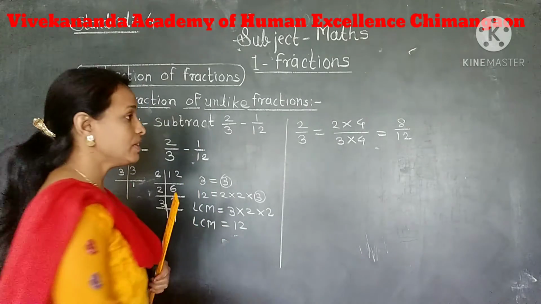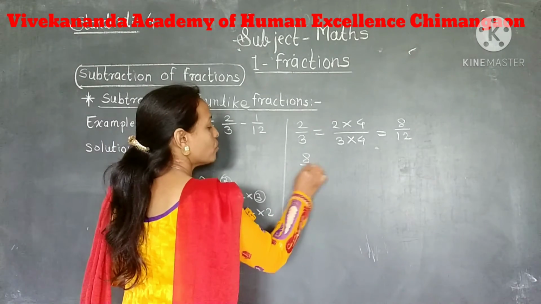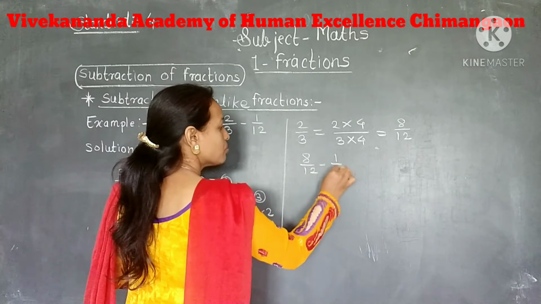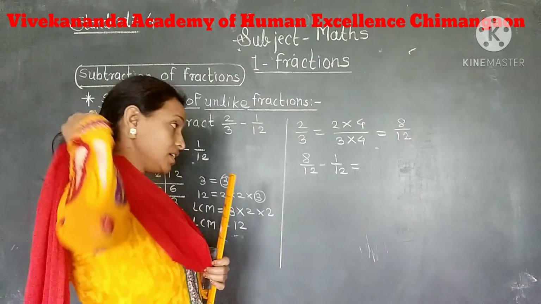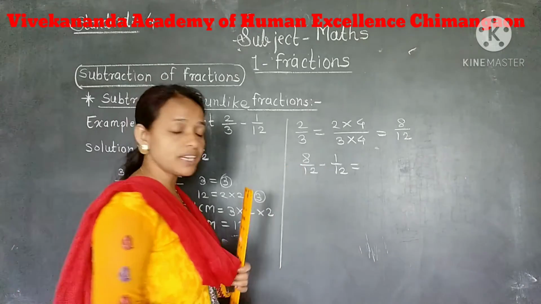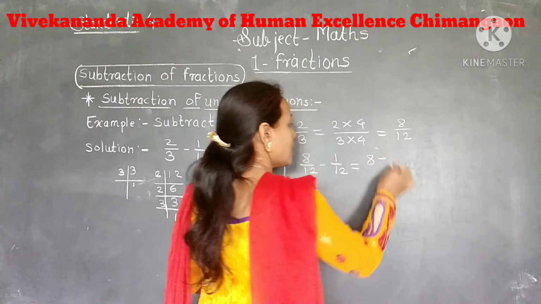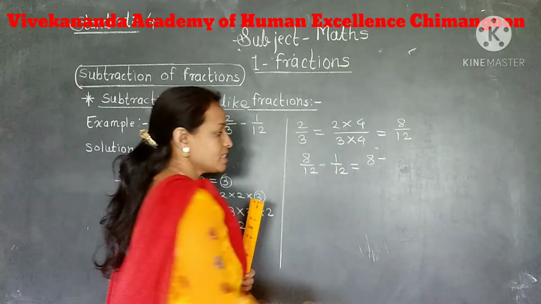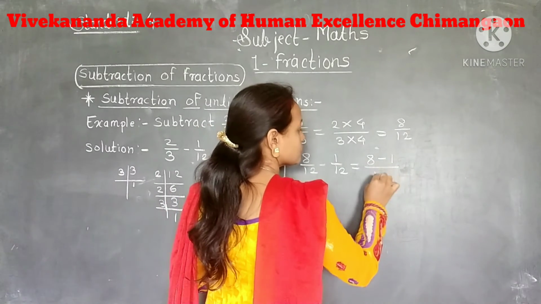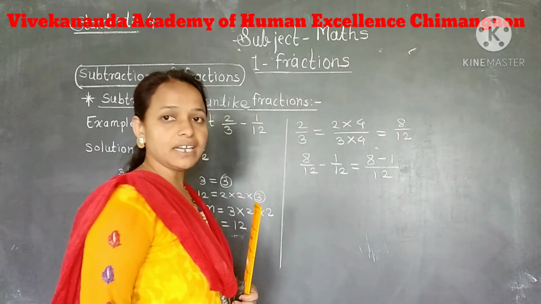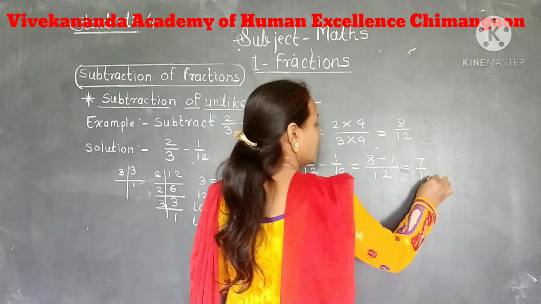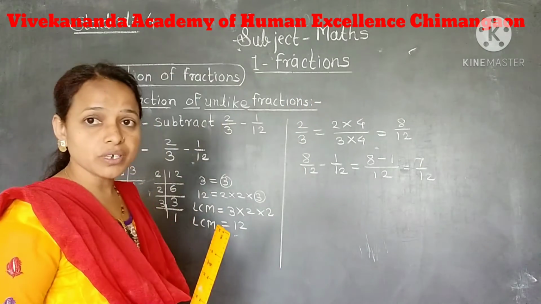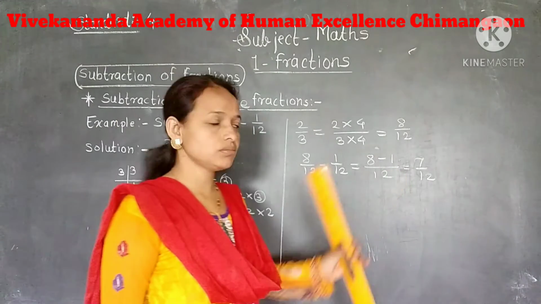So now we will subtract. 8 upon 12 minus 1 upon 12. Now we subtract the numerators. Here 8 upon 12, its numerator is 8, and 1 upon 12, its numerator is 1. 8 minus 1 is 7, and the denominator is 12. So we get the answer 7 upon 12.